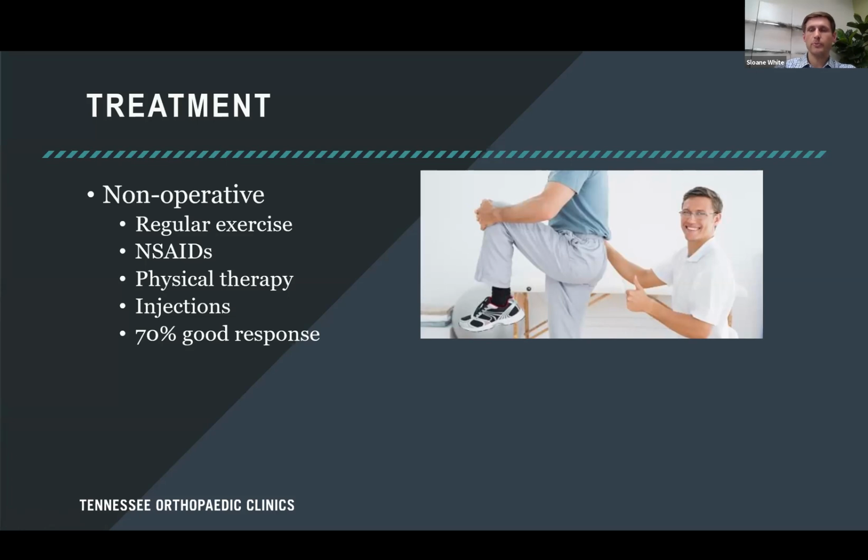And typically, from research, about 70% of patients with these issues will have good improvement or even complete resolution of their symptoms without requiring surgery.